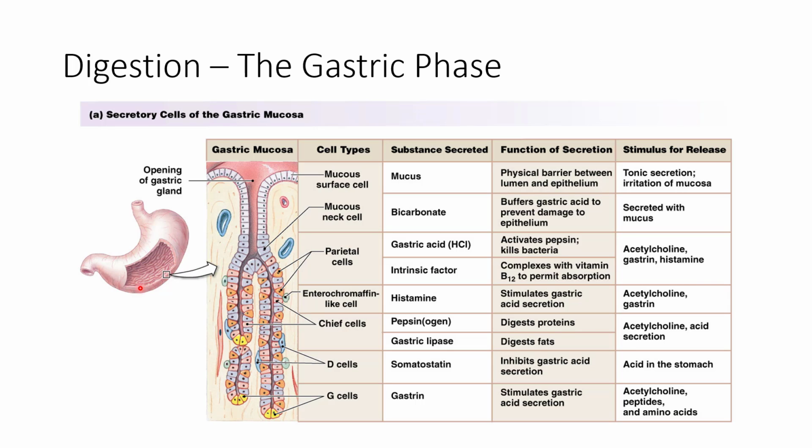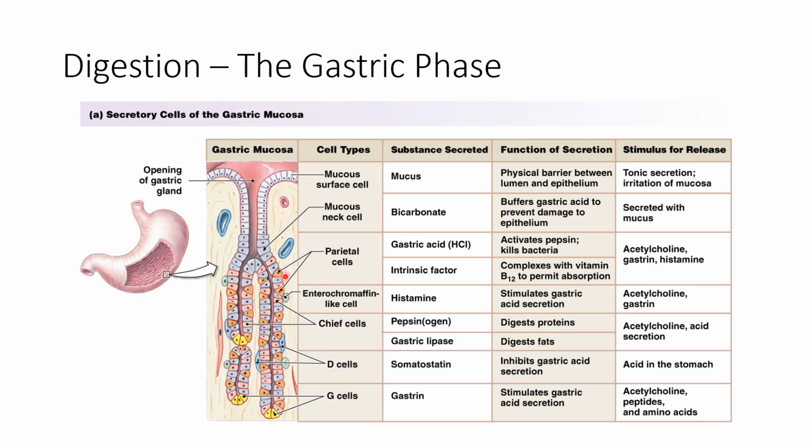And the bicarbonate acts as a buffer, so as we secrete gastric acid into the stomach, we don't eat away the cells of the stomach lining. Right? When you develop a gastric ulcer in your stomach, it's usually because you're producing too much gastric acid, and this physical barrier isn't being maintained.